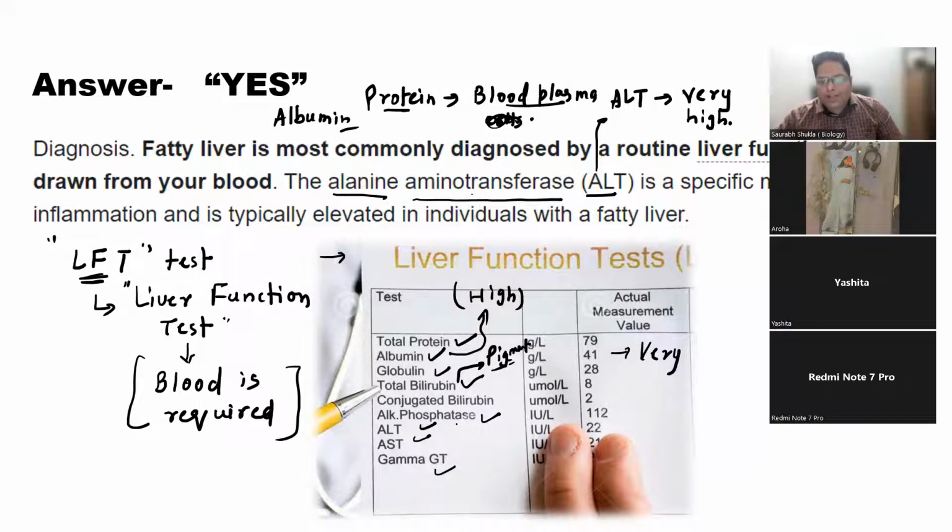Now, alkaline phosphatase is one of the enzymes. Enzymes are also proteins, Yashita. All enzymes are proteins. Okay, sir. Thank you. Like ALT, already mentioned here, alanine aminotransferase enzyme. This is one of the important enzymes. If the concentration of this enzyme is high, then it clearly indicates that the liver is fatty. And all these parameters, all these numbers are always available in the liver function blood test report.